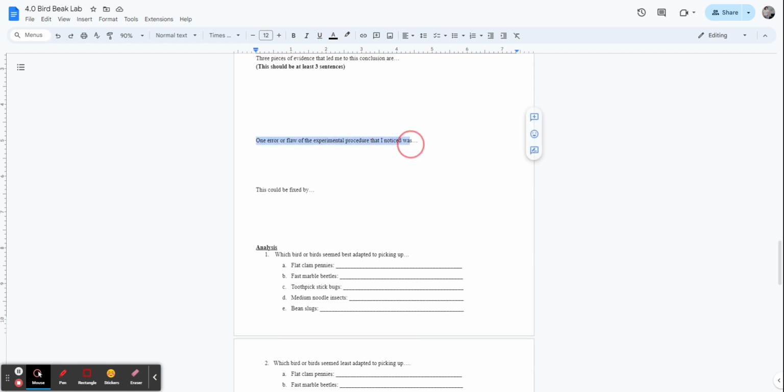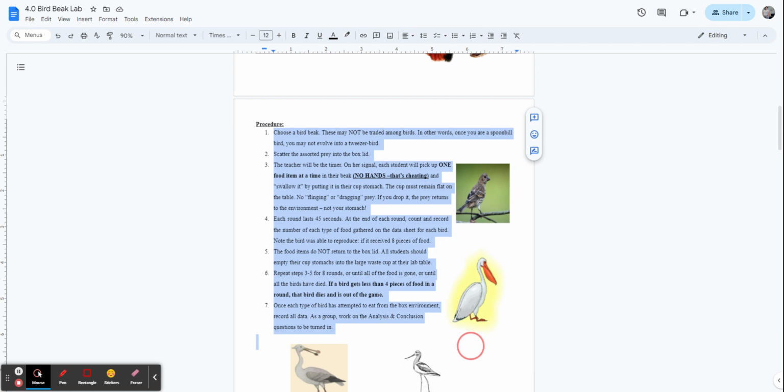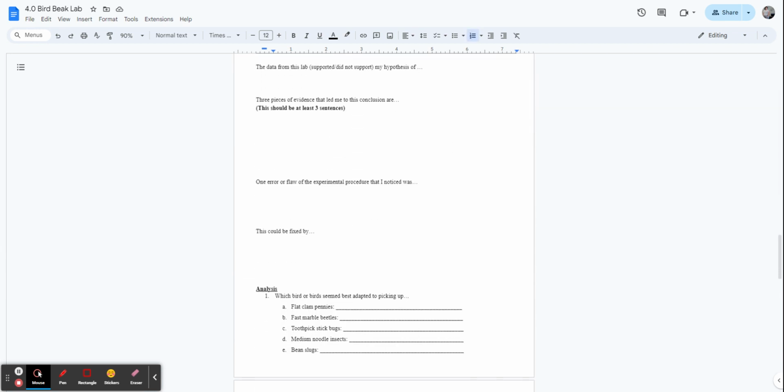Then you're going to tell me 1 error or flaw that you noticed of the experimental procedure. Our procedure, again, is posted in Classroom. It is this second page here in our document. You can tell me 1 flaw and tell me how you think you could fix this, right? Be reasonable. Do not say something like, let's get the actual birds in here. Remember, this is still a high school lab, right? We need to be reasonable.